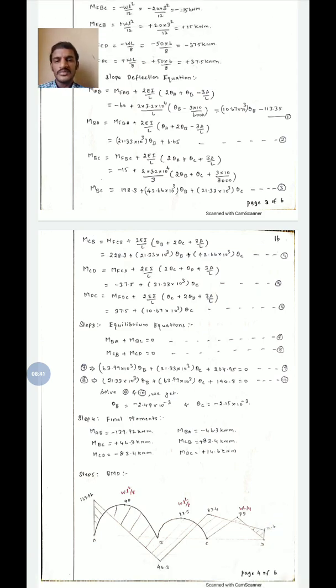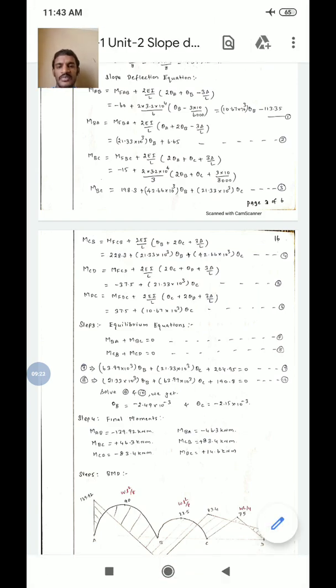For B end, on the left side there will be MBA and on the right side MBC moment will occur. By adding that, we get the first equilibrium equation as MBA plus MBC is equal to 0. Similarly for C, MCB plus MCD is equal to 0, as the 7th and 8th equations. We already calculated 6 slope deflection equations. Substituting those values in the 7th and 8th equations, we will get the 9th and 10th equations. Solving the 9th and 10th equations, we will get theta B and theta C values, which were kept as unknown.